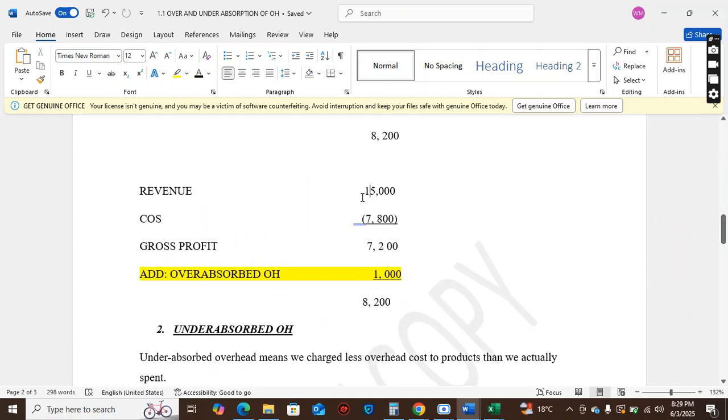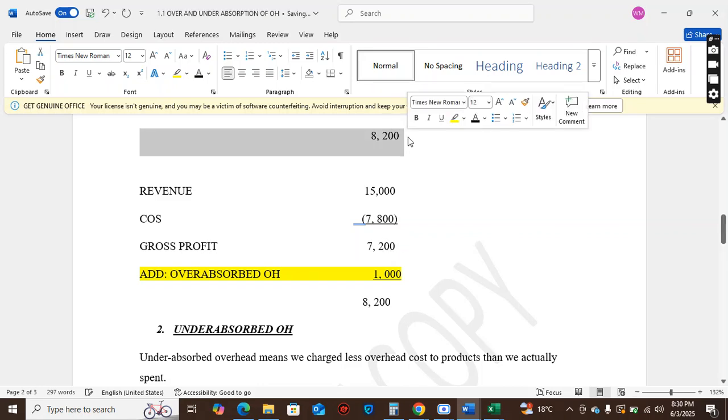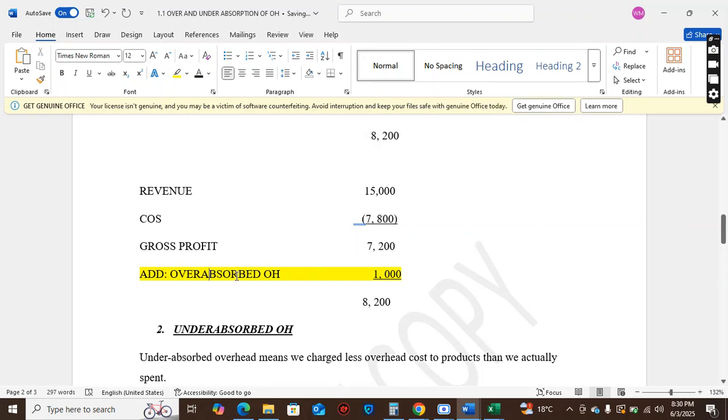Where I said that when you've overabsorbed, the other adjustment you can do is you add the overabsorbed overhead to the gross profit. As you can see here, 15,000 minus 7,800, we get a gross profit of 7,200, which is lower than our actual gross profit. So what we're going to do, we add our over-absorbed overheads. So 7,200 plus 1,000, and it will give us the true profit of 8,200.